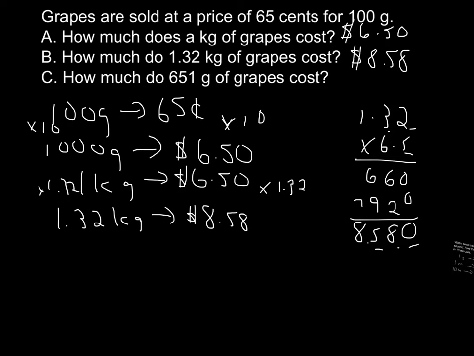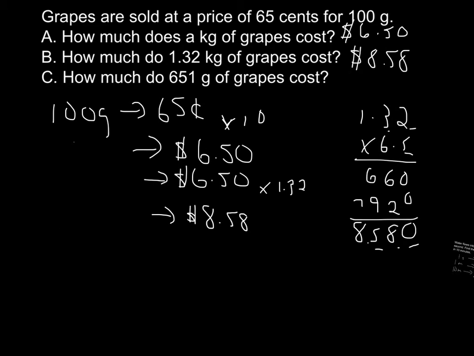Well, I'm going to do a unit rate this time, but I'm not going to do a unit rate per kilogram. I'm going to do the unit rate per gram. What I want to know is this. I'm trying to go from 100 grams to 651. And really, there's no easy way to get from 100 to 651. 600 is not a factor of 651. And so how do I get there?